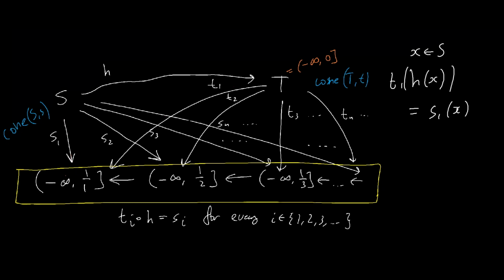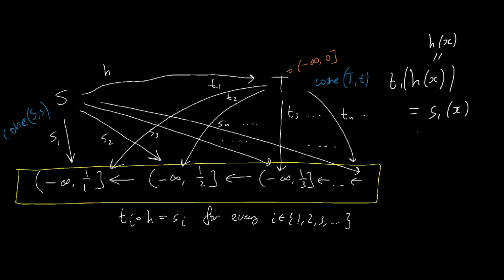Yeah. But of course, what is T1 H of X? Well, T1 maps every number to itself. T1 is just inclusion of this minus infinity 0 interval in this interval. So it is just H of X. So we will get that H of X must equal S1 of X. So that proves uniqueness.